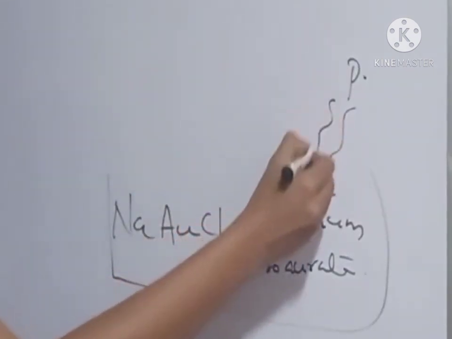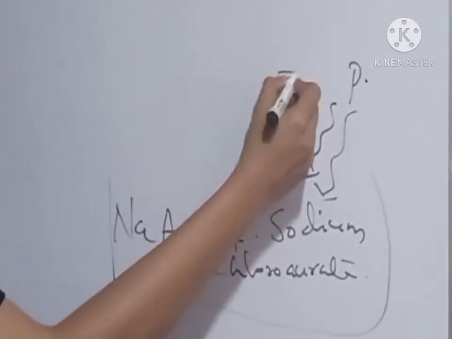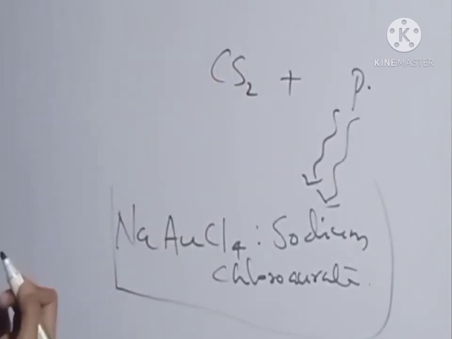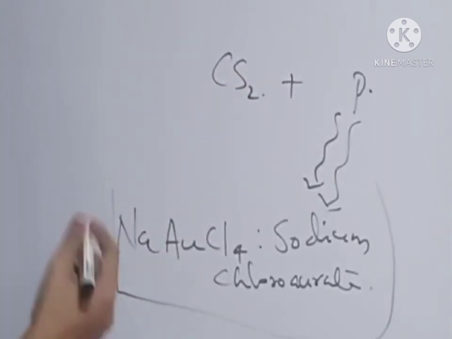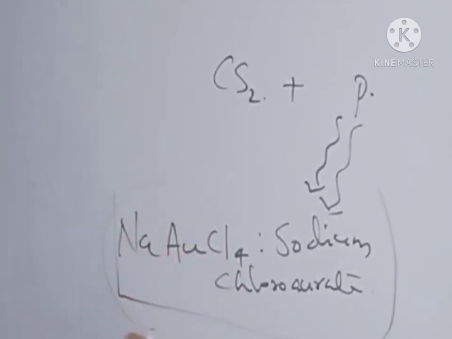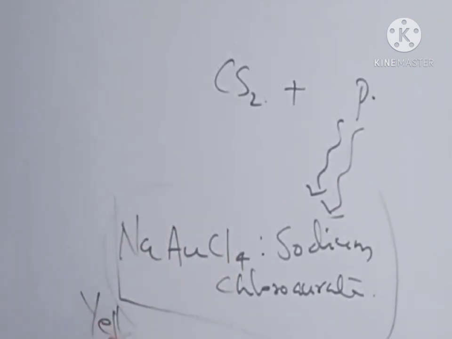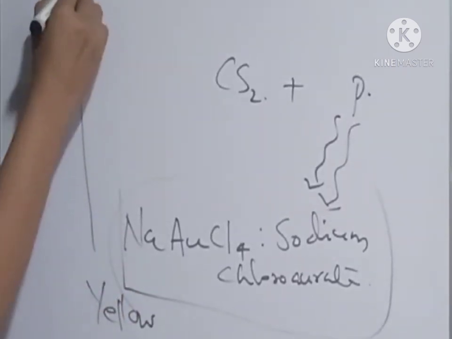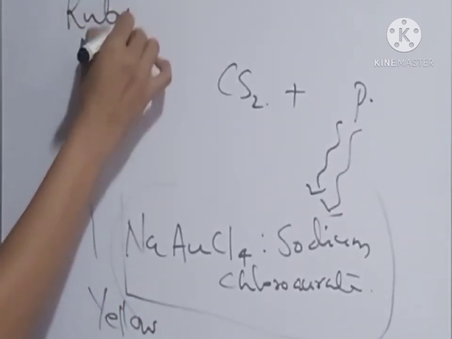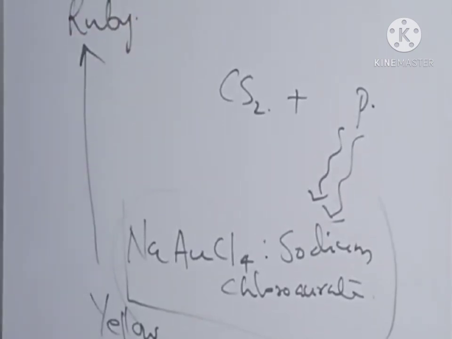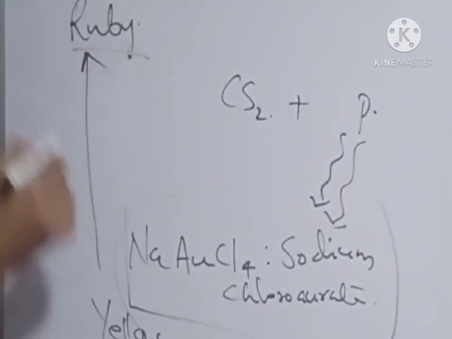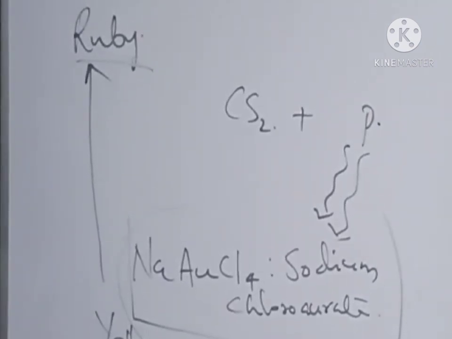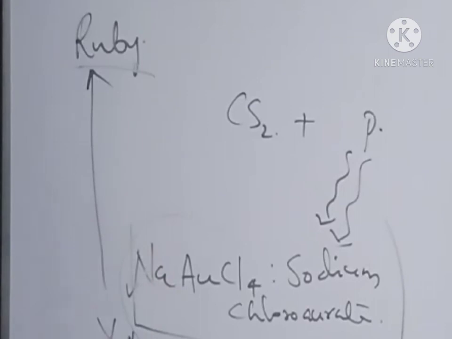He added some reducing mixtures containing phosphorus and carbon disulfide in a two-phase system. His observation was that the yellow color of this sodium chloroaurate converted into ruby color. And his conclusion was that the ruby color is due to the formation of gold colloid in this.